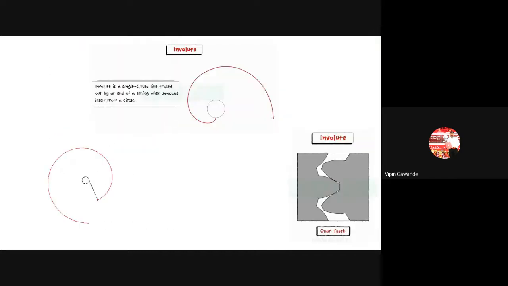Now what is an involute? It is a single curved line traced out by the end of a string unwound from a circle. We can unwind or wind it on the circle. Take one coin or any circular object, and at the bottom attach one thread. Take the length of that thread equal to the circumference of the circle, and then wind this thread over that circular object or coin. Whatever curve we get, that is called the involute.